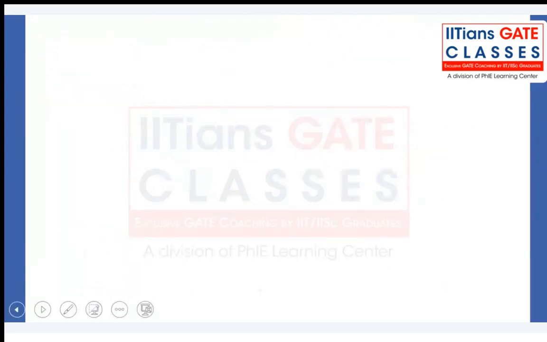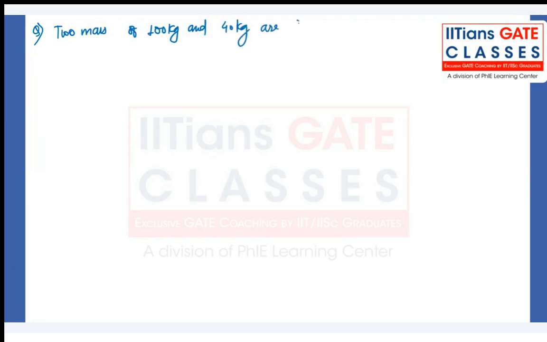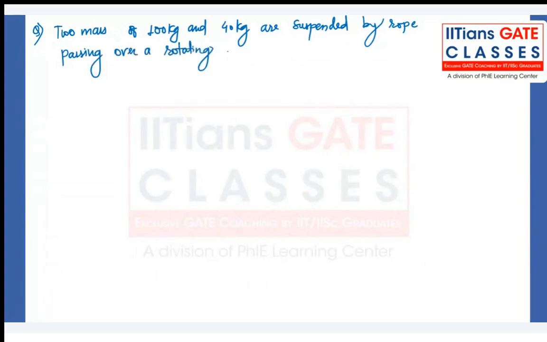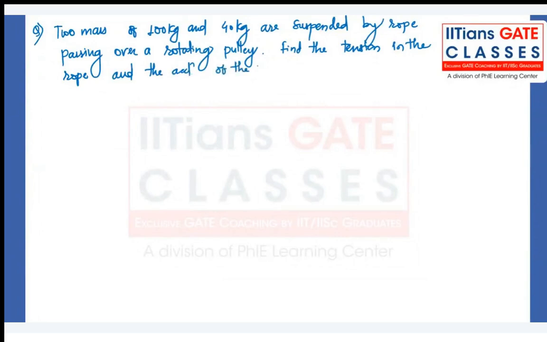Okay, let me give you another question, a different problem with a pulley. Two masses of 100 kg and 40 kg are suspended by a rope passing over a rotating pulley. Find the tension in the rope and the acceleration of the system shown in the figure.